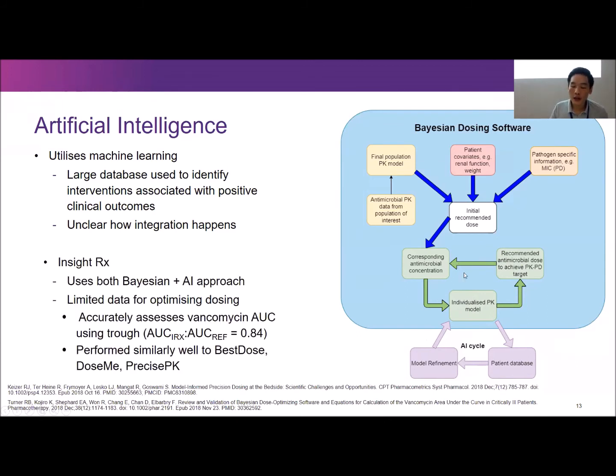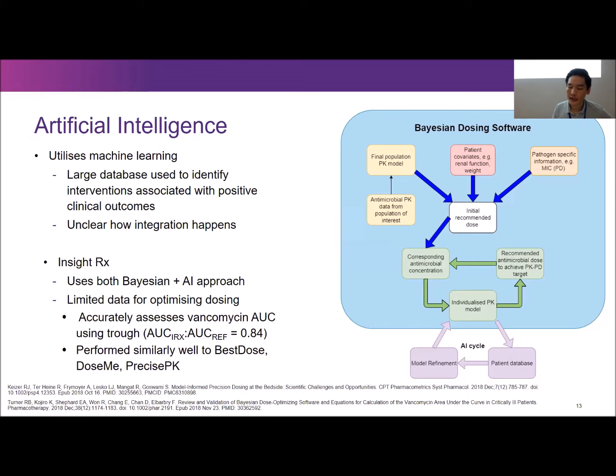Now, the only dosing software that I'm aware of that is marketed as using artificial intelligence is something called InsightRx. So like I said, it uses both Bayesian and an AI approach. Again, because this is fairly new technology, there's not actually a lot of prospective data out there looking at the dosing recommendations from this technology. Of the studies that are available, there is a study that compared the accuracy of InsightRx to calculate an AUC. And this particular study just used one trough concentration to calculate the AUC. And what they found was that it was fairly similar to when clinicians actually calculated it manually.